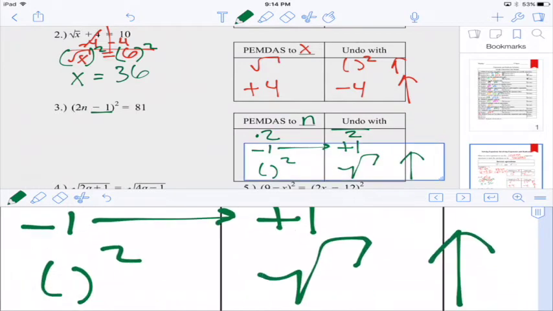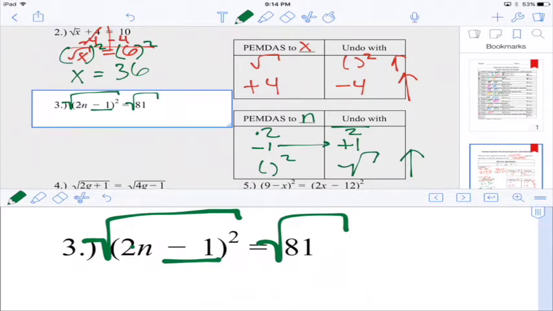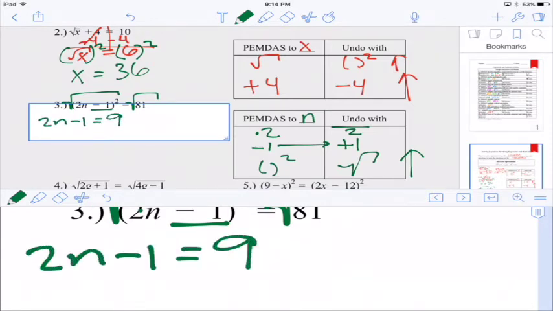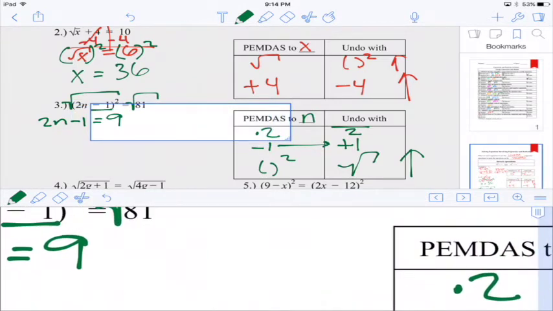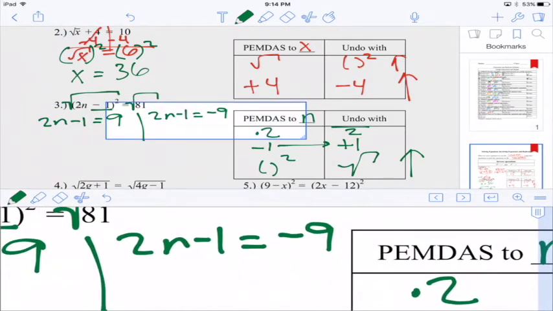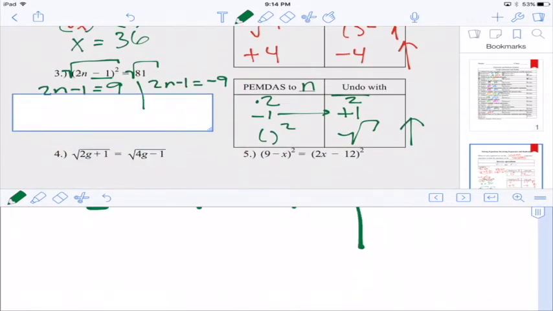So working our way back up, we're going to square root both sides. Remember, when we square root, we're going to take the plus and minus. So this is 2n minus 1 equals 9, right? Square root of 81 is 9. But also, 2n minus 1 equals negative 9, right? Because negative 9 times negative 9 also equals 81. We need both. Okay, I'm not going to be too hard on you on this chapter, but it is very important, so we're going to make sure that we talk about it.